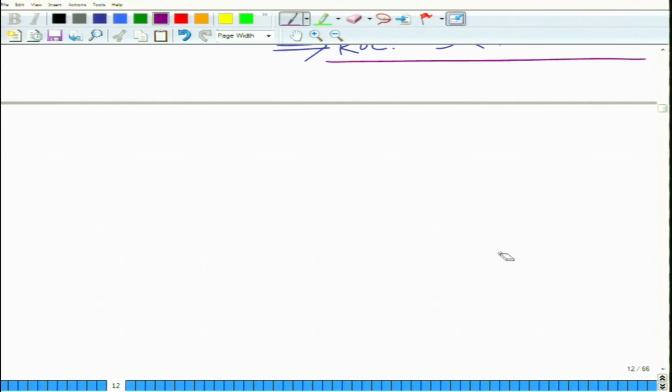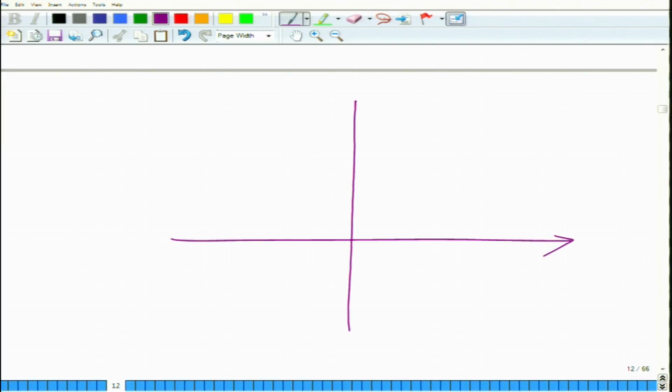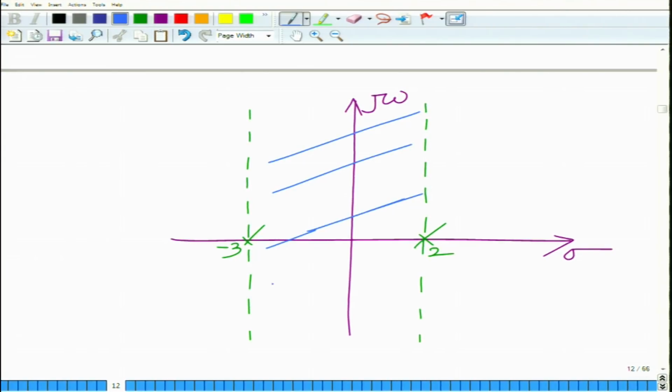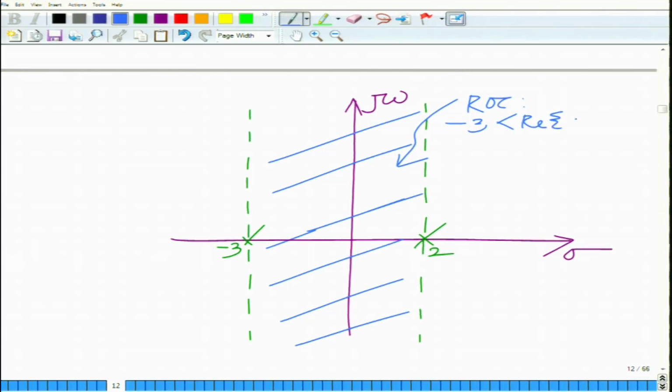So, this is your final ROC, and therefore, it includes the strip between minus 3 and 2. This can be illustrated as follows. This is sigma, this is j omega, and you have sigma equals minus 3 here, this is one pole, and you have sigma equals 2 here, this is the other pole, and the ROC is the strip between these two. Any other poles can only lie outside the ROC. And this is basically a vertical strip.